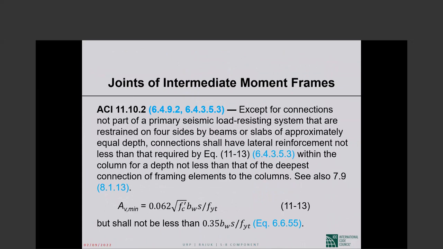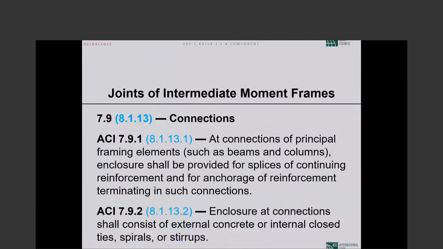And then the only requirement is that in the intermediate moment frame joint, you will have minimum shear reinforcement as given by this expression. The minimum is given by that, except that it shall not be less than that. So this we discussed in our shear design session. So the minimum shear reinforcement that is required in beams as well as columns, in this case we are talking about columns, must be provided in the joint of an intermediate moment frame joint.